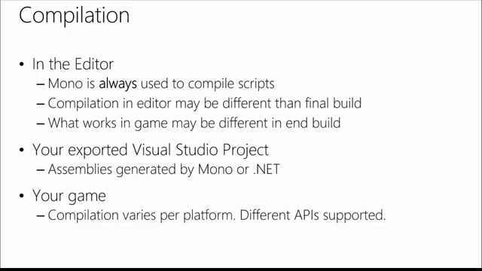Compilation. Well, we're running code, so something has to get compiled. Right. We're doing objects that can have code on them, so behind the scenes, something happens. Mono is always used in Unity to compile your scripts. Now, compilation in Unity might be different than your final build.